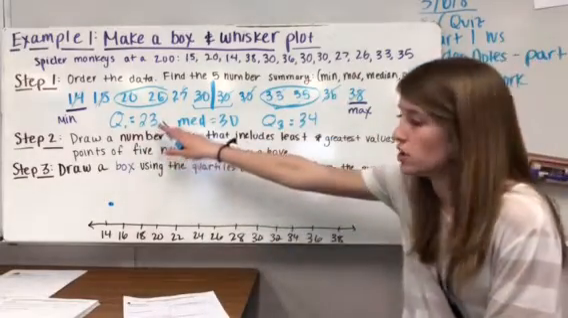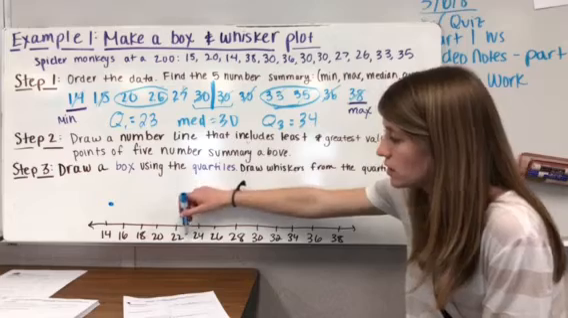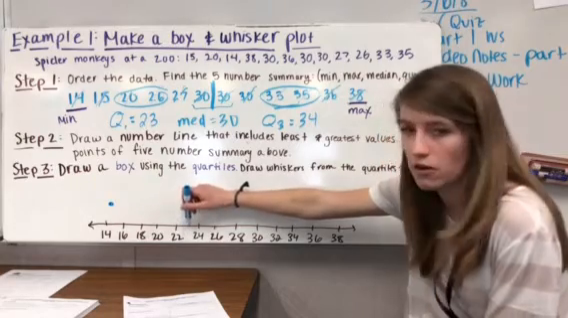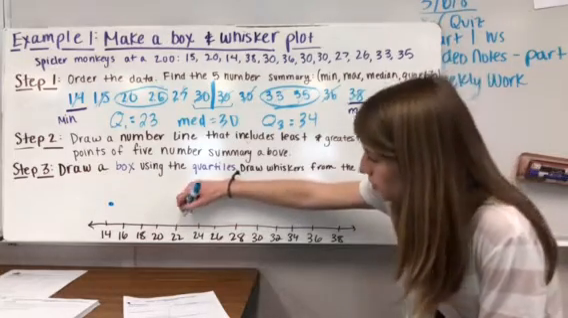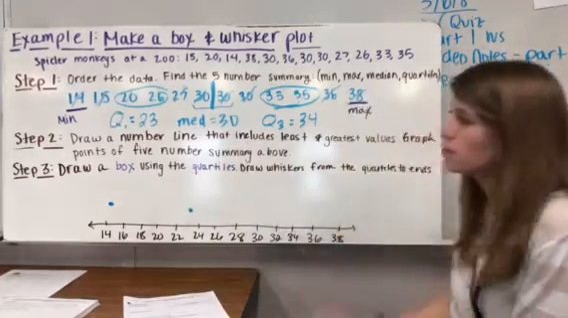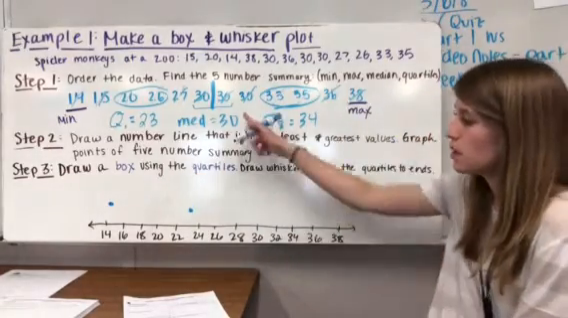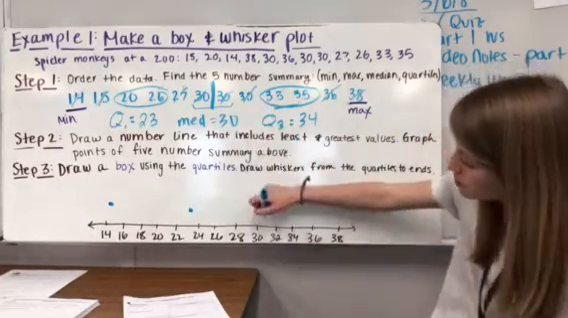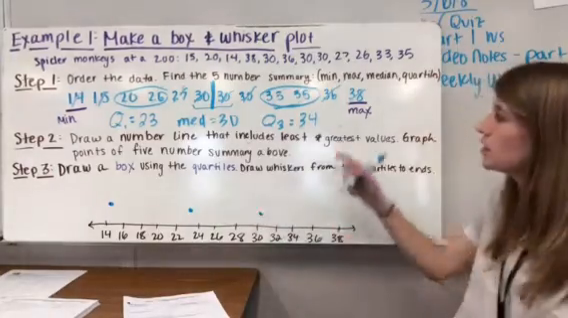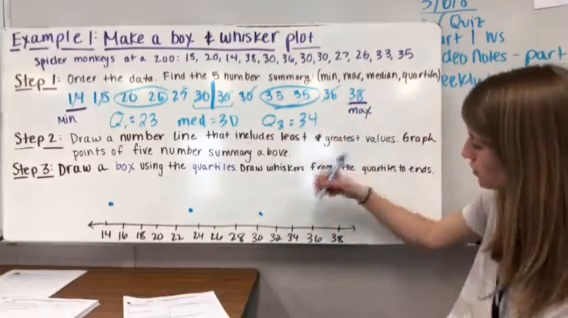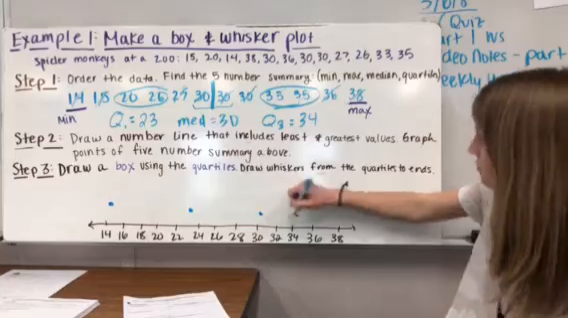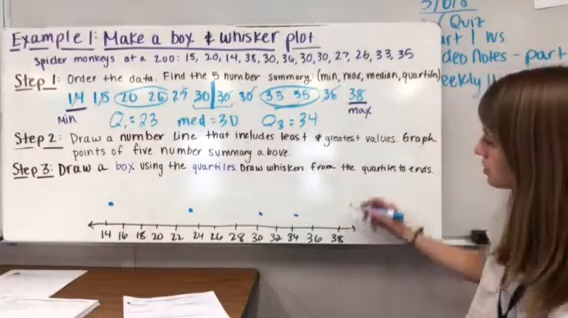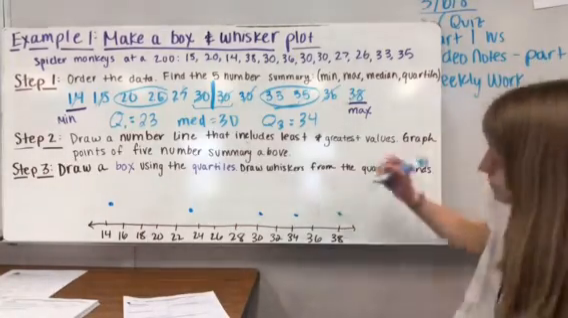Quartile 1 is at 23. I'm going to find 23 on my number line. It's in between 22 and 24, and I will put a dot above 23. My median is 30. I put a dot above 30. Quartile 3 is 34. I put a dot above 34. My maximum is 38. I put a dot above 38.